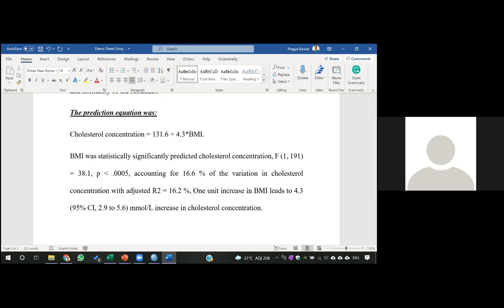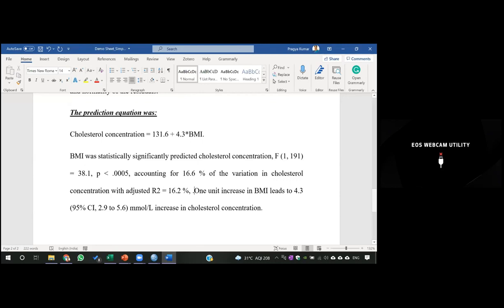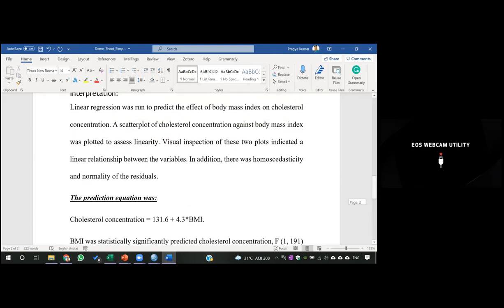Okay, ma'am. BMI was able to statistically significantly predict cholesterol concentration, F value 38.1 and P value was 0.005. This accounted for 16.6% variation in cholesterol concentration with adjusted R square 16.2%. 1 unit increase in BMI led to 4.3 millimole per liter increase in cholesterol concentration. Yes, and I think Veeraval will tell us what we have missed out here.